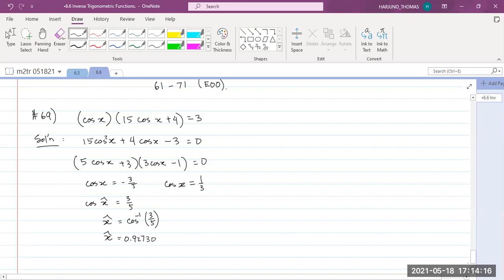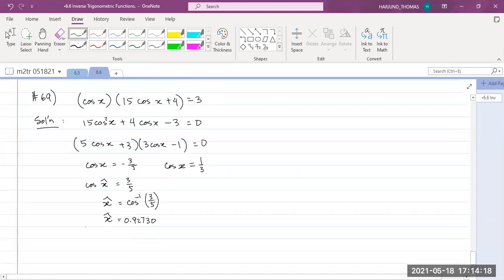But cosine is negative in quadrant 2 and quadrant 3. So in quadrant 2, there will be pi minus that number. In quadrant 3, it will be pi plus that number. You see what I mean? So I use the reference angle and then change it back to quadrant 2 and quadrant 3.